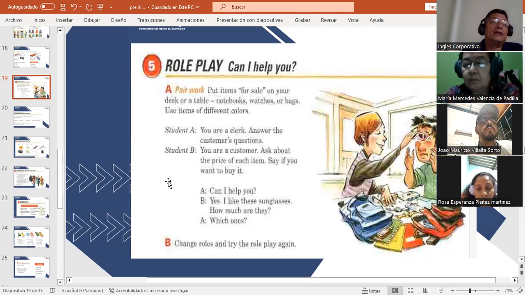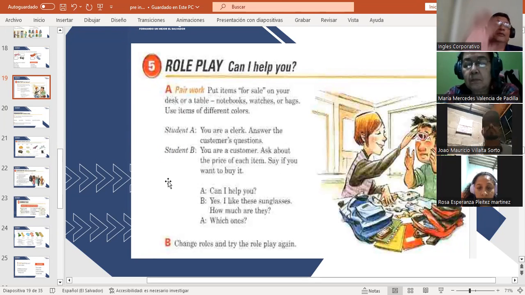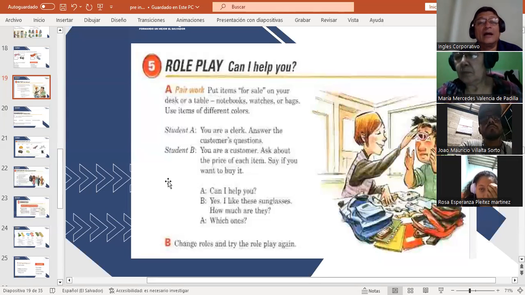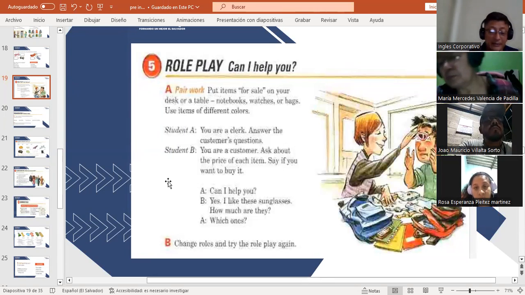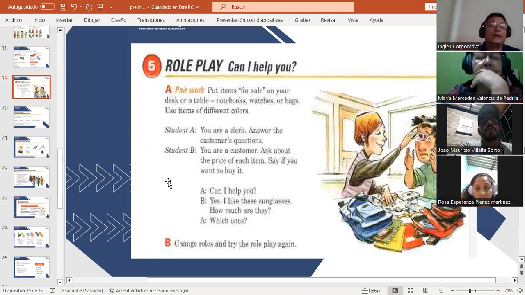So if I'm the clerk, I'm going to say, can I help you? Yes, I like this cell phone. How much is it? So you're going to ask, which one? Why? Because it's one object. When I have two objects, then I'm going to use the plural form. What is the plural form? The same, right?